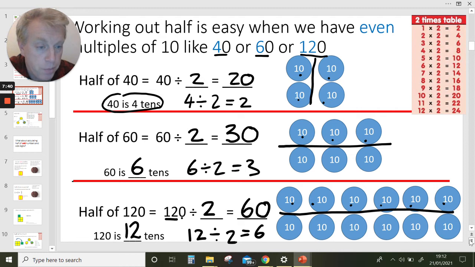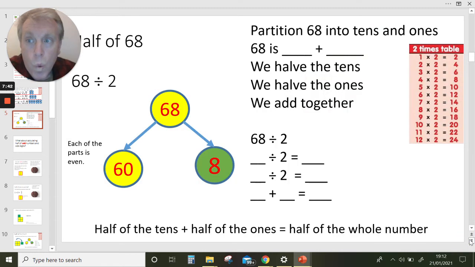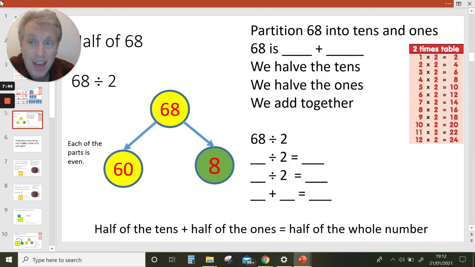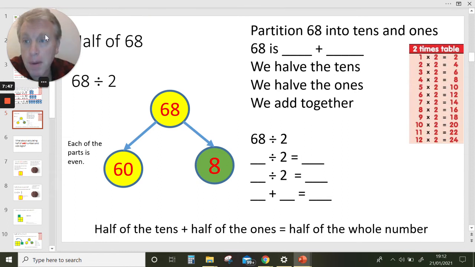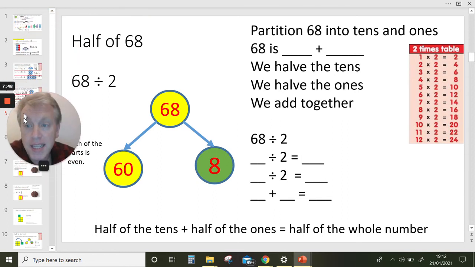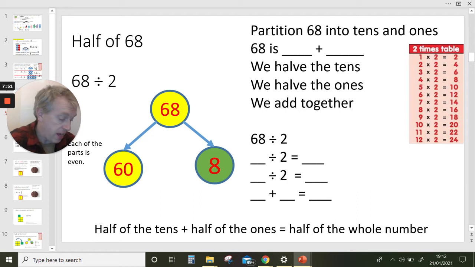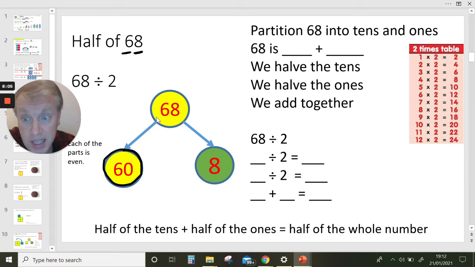Okay, but we also now want to be able to bring that together. Let's imagine we have a number like 68. Well, that's an easy one to do half of as well, because 6 is even and 8 is even. We split the 68 into how many tens? 6 tens is 60, and 8 ones.